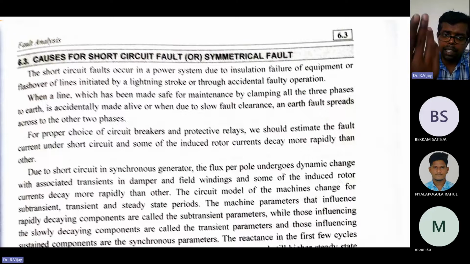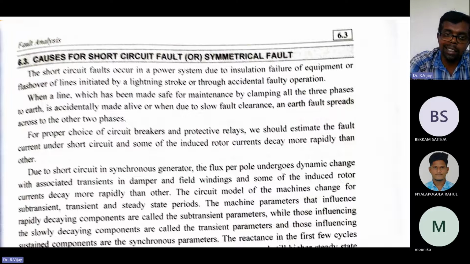If the same thing is happening in the normal lines, like a 110 kilovolt line or 220 kilovolt line or 440 kilovolt line or 1000 kilovolt line, this flashover will be like anything. It will be like lightning, not even lightning, more than lightning also. So that kind of thing happens.